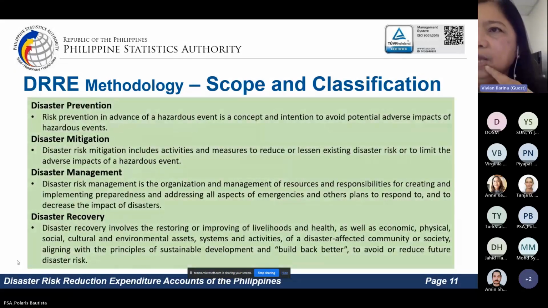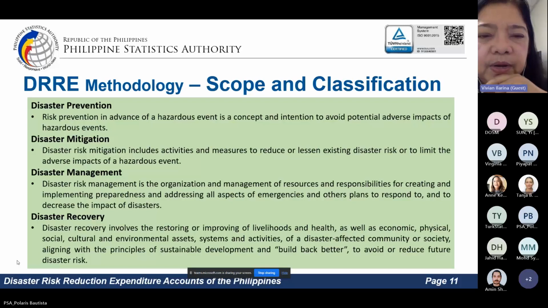Now, in the course of our discussions with users and producers of the DRRE statistics, especially the Office of the Civil Defense, the disaster agency, they said it is also very meaningful to look at the dimension of disaster risk reduction expenditure in terms of disaster prevention, disaster mitigation, disaster management, and disaster recovery.